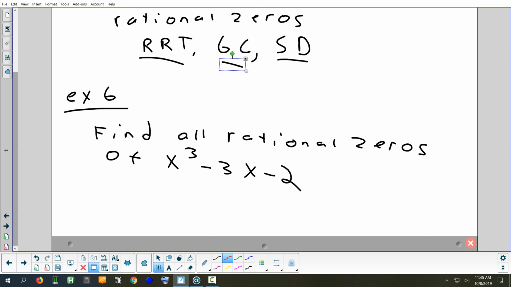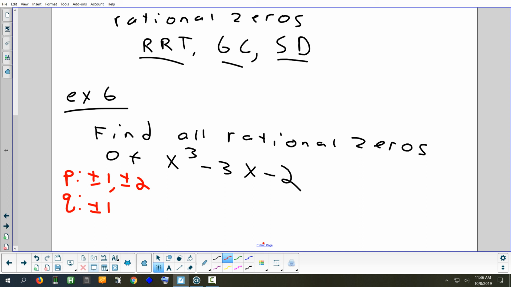Okay. So they want us to find all rational zeros. So let's start with a list of options. What are your possibilities for P here? Plus or minus 1 and 2. Those are your factors of the constant. What are your factors of the leading coefficient? Plus or minus 1. So there's not a lot of options here. This is not going to be like the first problem.